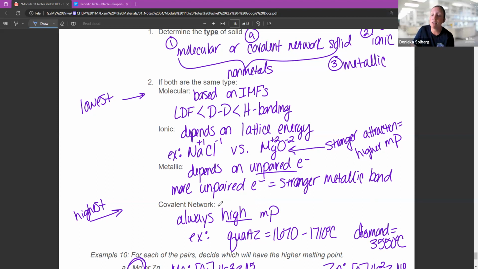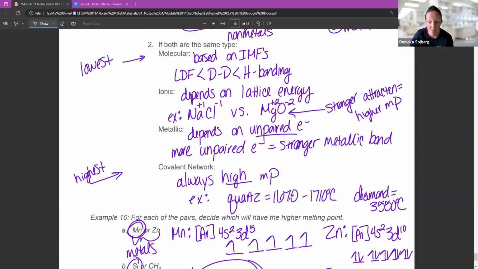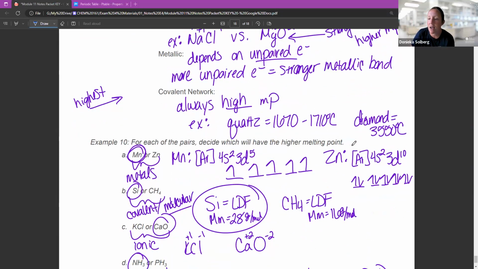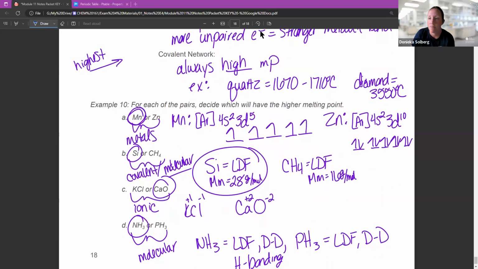And if they're both covalent network solids, well, they always have high melting points. I'm not going to have you try to determine, for example, quartz melts at about this temperature and diamond melts at about this temperature. There's no way for you specifically, based on what we've learned, to know which one's going to be higher. Okay, so in example number 10, I said for each of the pairs, decide which will have the higher melting point. So again, check what type they are. And then if they're the same type, you got to compare based on what we were just talking about.